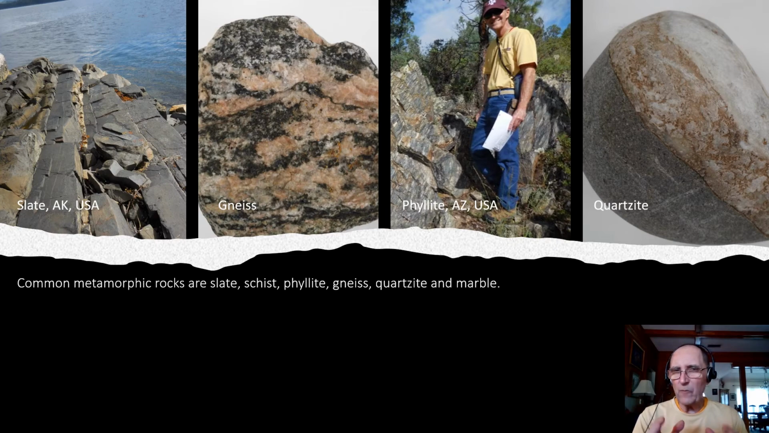Gneiss is metamorphosed granite. But if you notice the banding, what we call foliation, that indicates that this rock has been subjected to tremendous pressures, realigning the minerals in it. So we know this is a metamorphosed granite that we call gneiss. Next to that, I'm standing on an outcrop of phyllite. And last but not least, the picture on the right is a large cobble made out of quartzite.